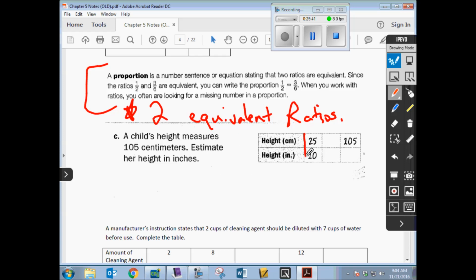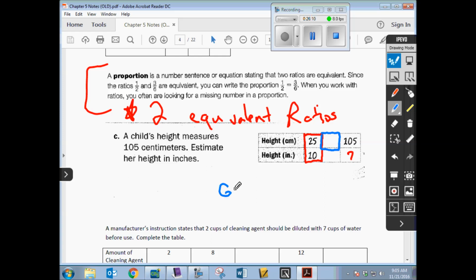What is this right here, guys? Fake ratio. That's your fake ratio, that for every 25 centimeters is 10 inches. That's what we're basing this on. We want to know what this child's height is in inches if they're 105 centimeters. So where are we going to scale? Are we going to scale here? Are we going to scale in there? No, because we don't know this, right? You have to scale where you know the two numbers. So we're going to scale right there.